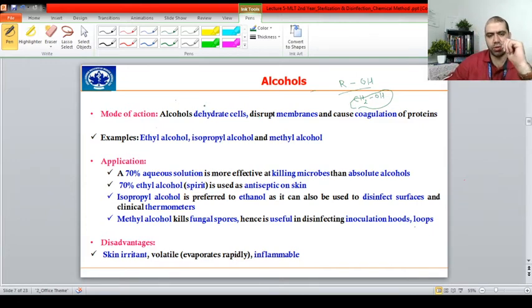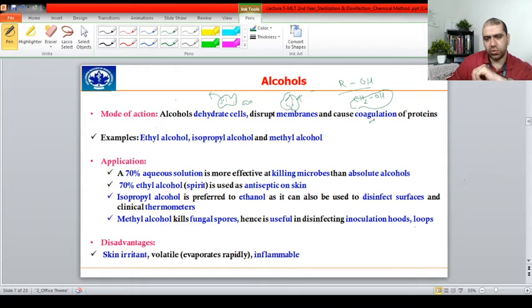Now the mode of action of these alcohols is they dehydrate the cells. It means most of the cell is water, so it dehydrates them, that water gets out from the cells and they can die and shrink. They can also disrupt the membranes. For example, if we have a virus like this, they have an outer membrane or coating around it, so they can destroy this membrane and then kill the viruses.